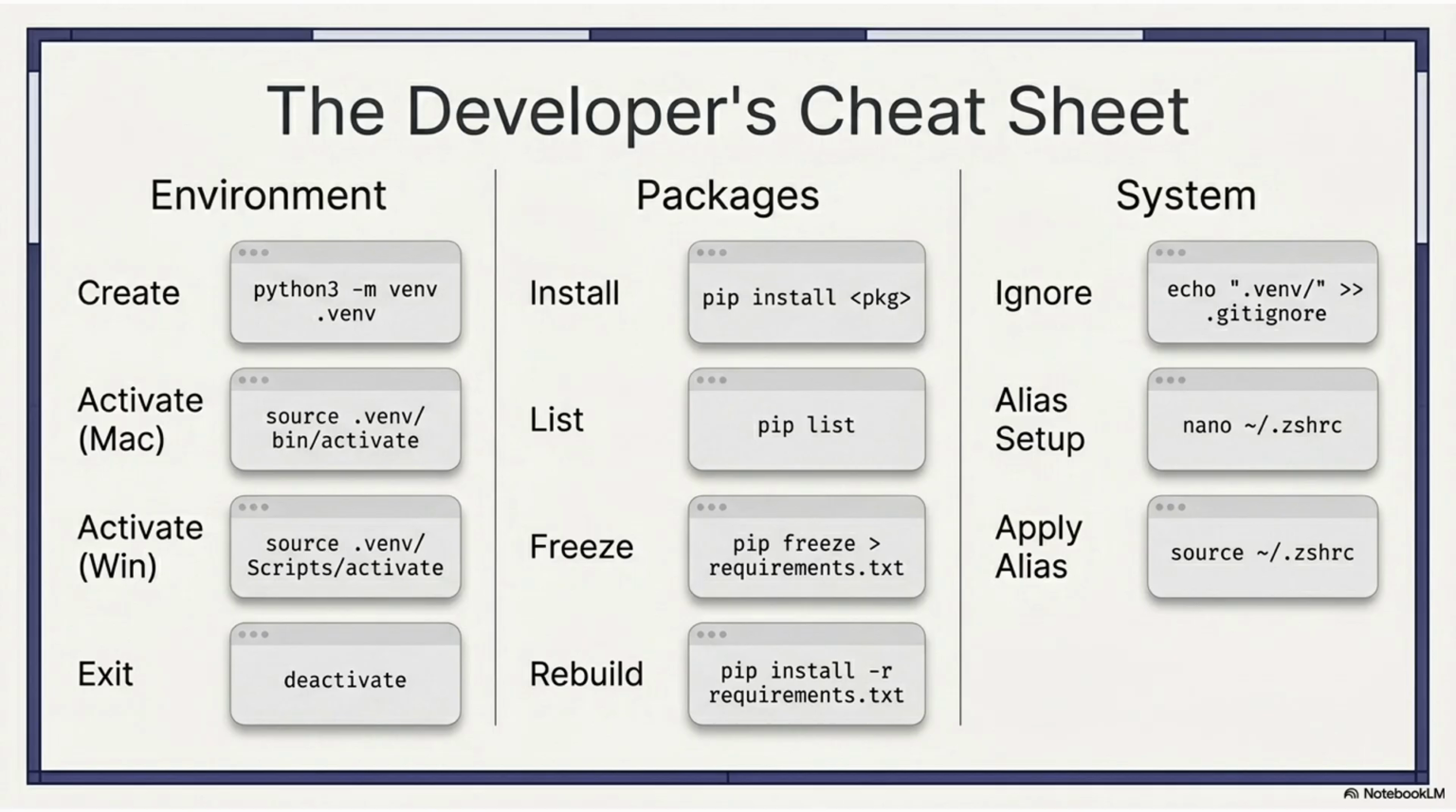Package commands. Pip install package to install, pip list to see what's installed, pip freeze greater than requirements.txt to take a snapshot, and pip install -r requirements.txt to rebuild from scratch. Some system commands that were used. Echo .venv to .gitignore to protect your repo. Nano ~/.zshrc or code ~/.zshrc to set up aliases, and source ~/.zshrc to apply changes.